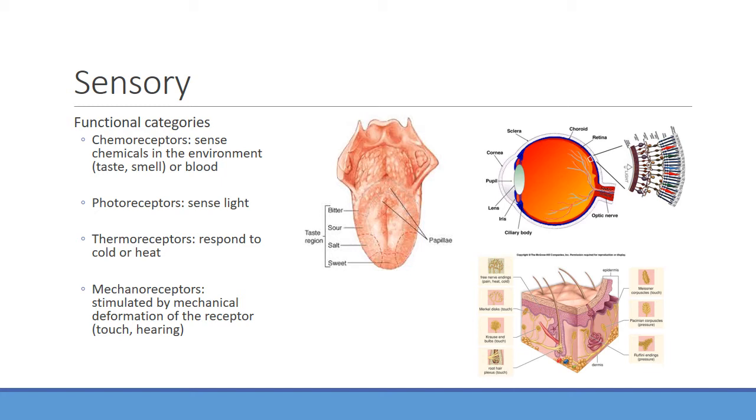Thermoreceptors are going to be responding to either heat or cold. And then we'll talk a lot about mechanoreceptors, and these are going to be stimulated by either deformation or some kind of conformational change of the receptor. This will be more important especially for touch, but also for hearing. And we'll talk about our vestibular apparatus and see how that can be affected by those mechanoreceptors.